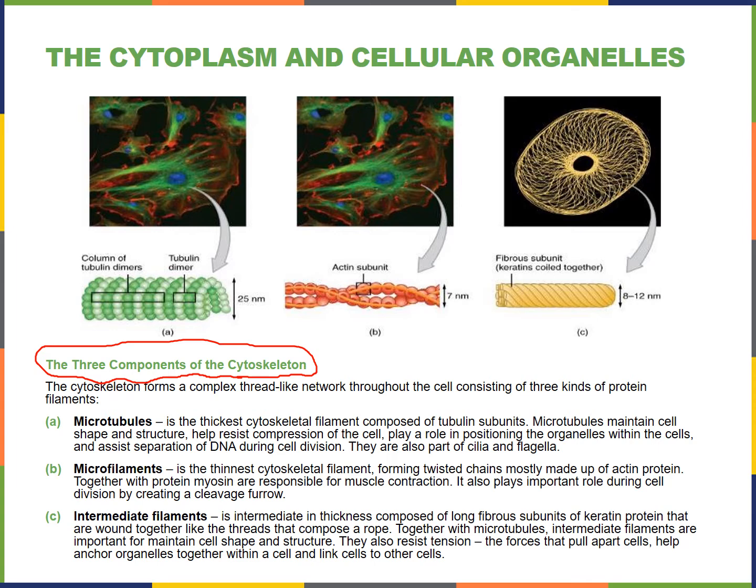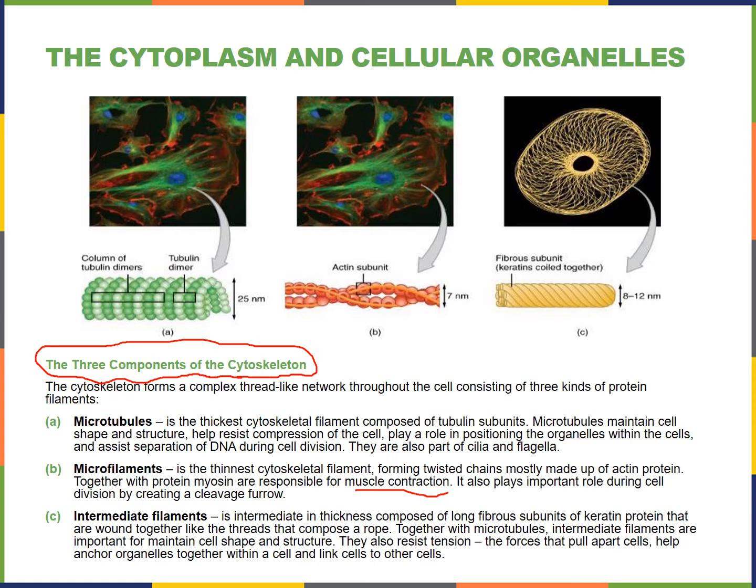The microfilament is the thinnest cytoskeletal filament, forming a twisted chain mostly made up of actin protein together with protein myosin and responsible for muscle contraction. We're going to see this in detail when we speak about muscle contraction. It is the bridging between thick and thin filaments, or thick and thin proteins, called actin and myosin.